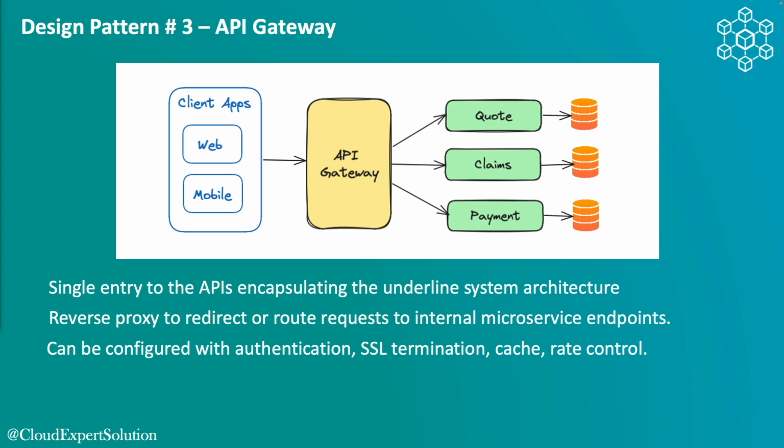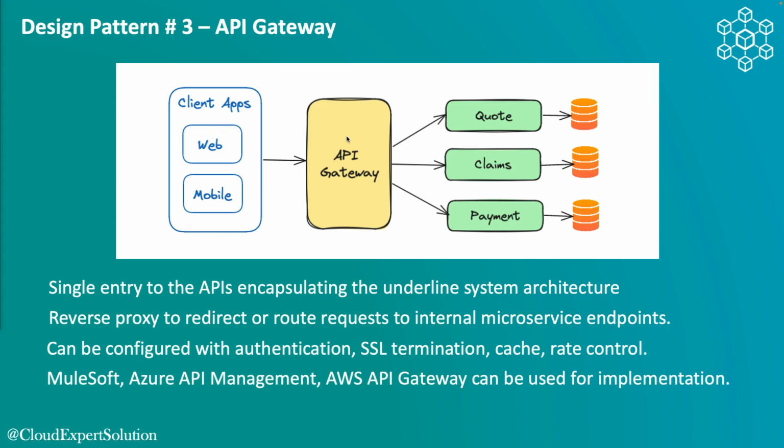Or maybe if we have the same response we are passing through, we can configure the caching. Also the SSL termination and authentication for the security reasons. Then there are a couple of popular examples like MuleSoft, Azure API Management, AWS API Gateway. Those are popular services where we can implement the API Gateway design pattern.